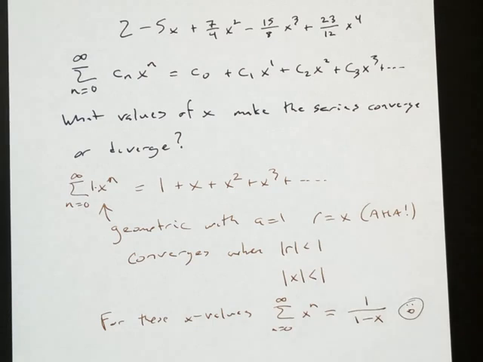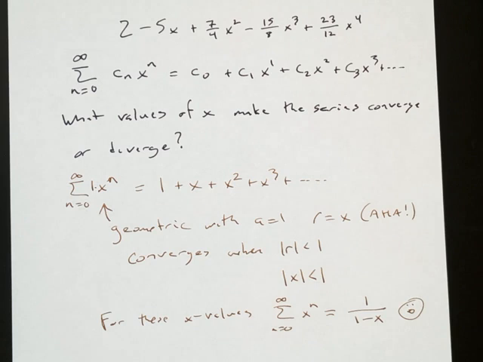Whoa, hang on a second. If I put in x equals 0.3, I know what adding this up is. I put in x equals negative 0.2, I know what this adds up to. I put in x equals 3/4, I know what this adds up to. I have a formula for the total everywhere between negative 1 and 1.